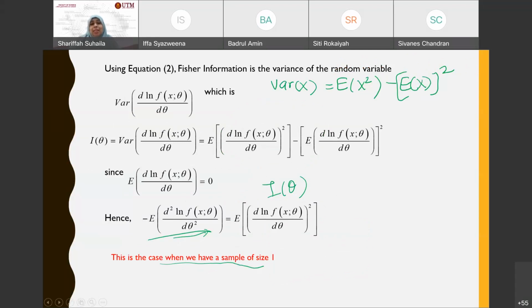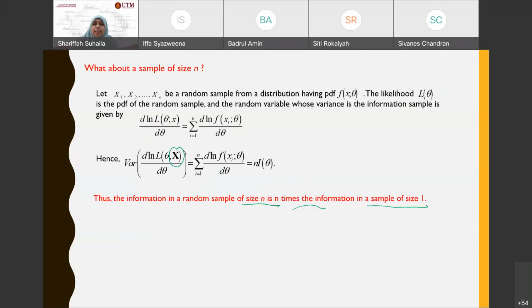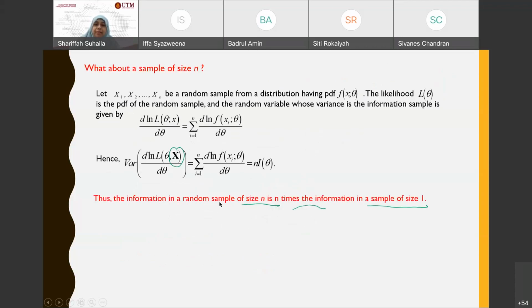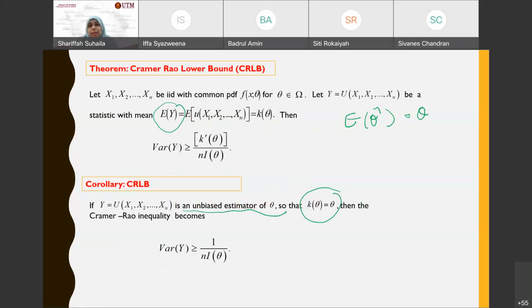That means your n is equal to 1, just x. If we have x_i, we will have a summation. When you have the summation, it becomes n I(theta), where I(theta) is the one from earlier, either in terms of the negative form or this one. So the information in a random sample of size n is just n times the information in a sample of size 1. So in order for you to get your Cramer-Rao lower bound, let's say you have X1, X2, ..., Xn random sample, IID, which means independent, identically distributed.